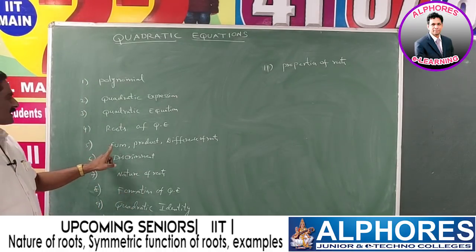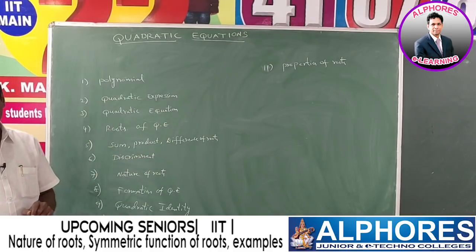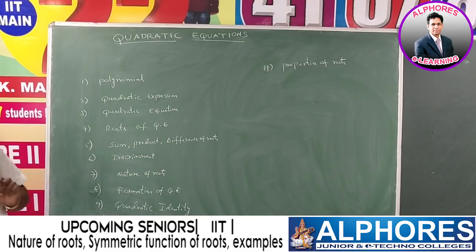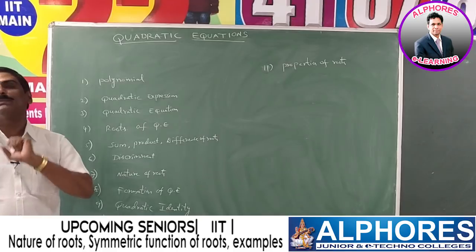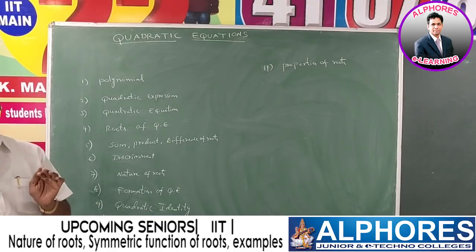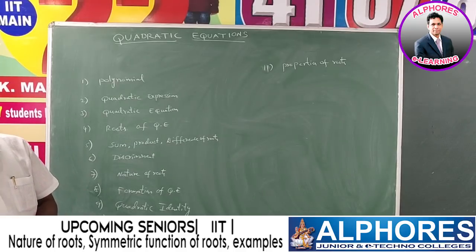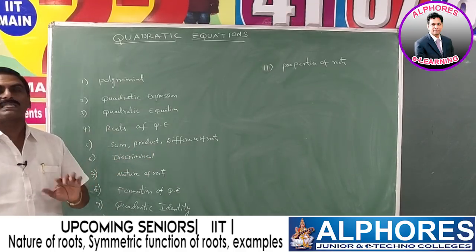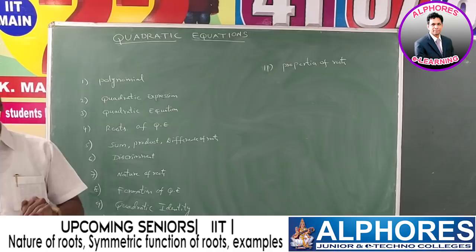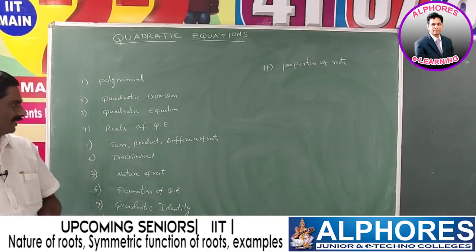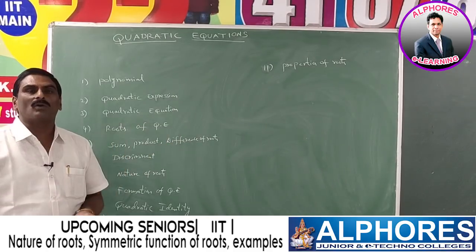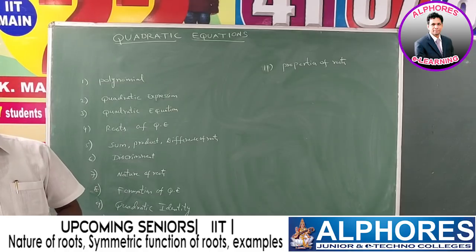Next, sum, product and difference of the roots. The sum of the roots of the quadratic equation is -b/a, that means minus the x coefficient divided by the x² coefficient. The product of the roots is equal to c/a, that means the constant term divided by the x² coefficient. And the difference of the roots is equal to √(b² - 4ac) / |a|.